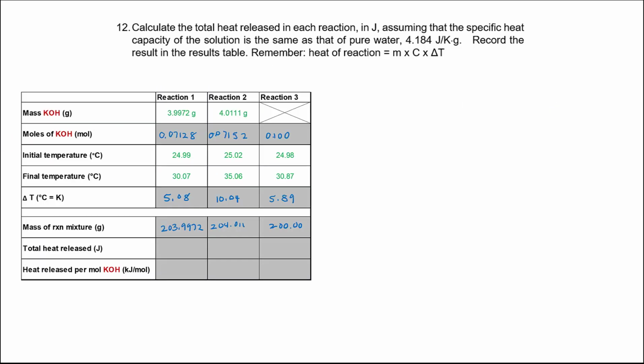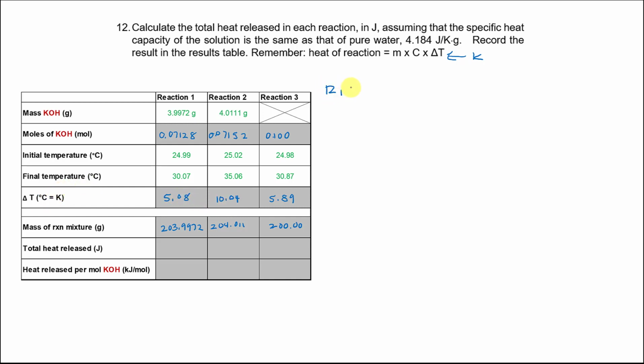For the next calculation, we have to calculate the total heat released, and that assumes that the specific heat is the same as pure water, which is 4.184 joules per Kelvin times grams, and then we'll put that in our table. And then remember, the heat of reaction when you're calculating it is the mass of the reaction times the specific heat times delta T, and delta T needs to be in Kelvin, which is fine because we already have our delta T in Celsius, which is the same as K.